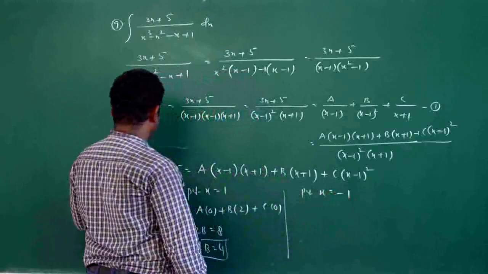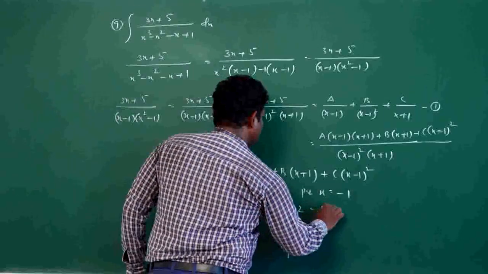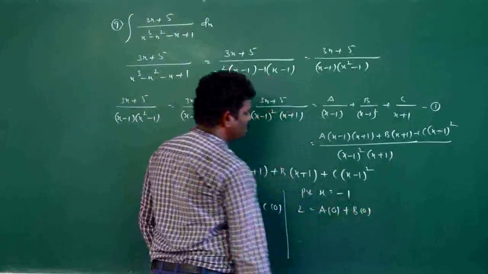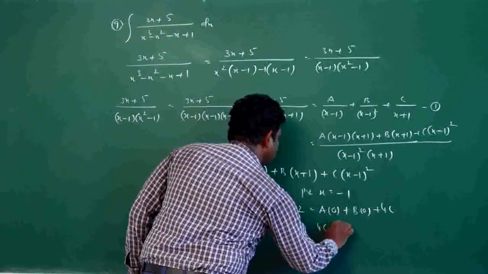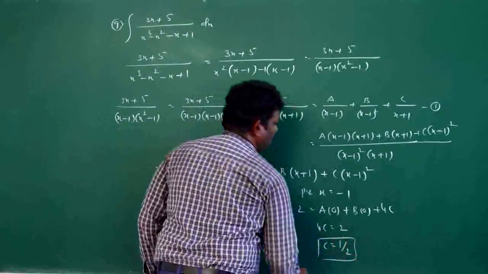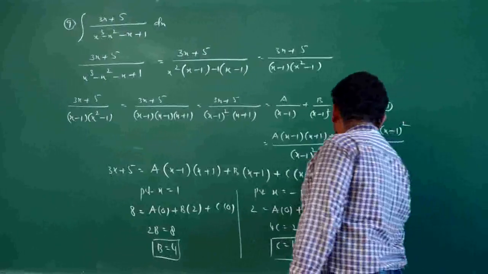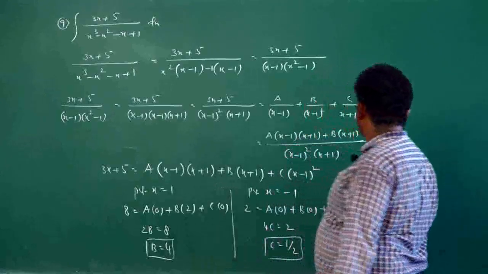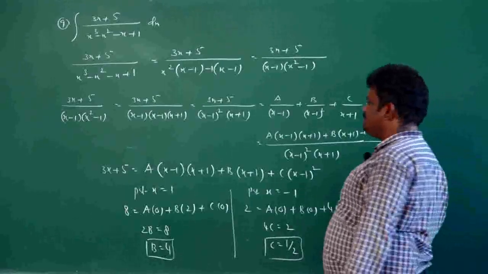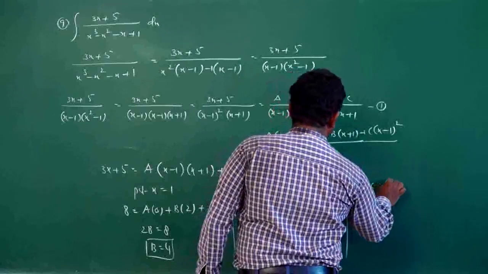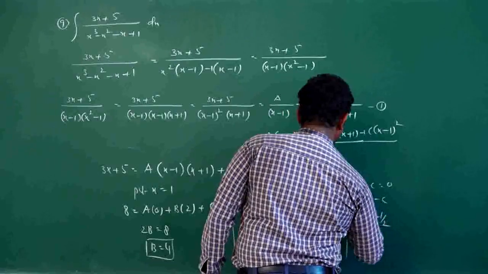Okay, next step, put x is equal to minus 1. So 3 into minus 1 is minus 3, plus 5 is 2. So 2 is equal to A into 0 plus B into 0 plus C into (minus 1 minus 1) which is minus 2, whole square, 4C. So 4C is equal to 2, C is equal to 1 by 2. Okay, B value is over, C value is over, the remaining value is A. To find A, compare the coefficients of x square: A plus C is equal to 0, so A is equal to minus C, A is equal to minus 1 by 2.